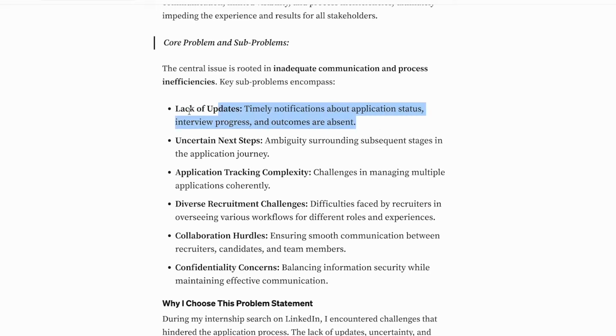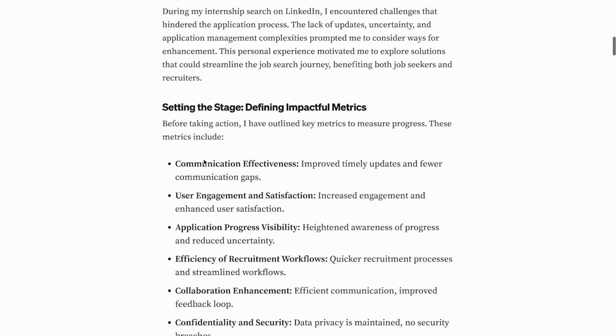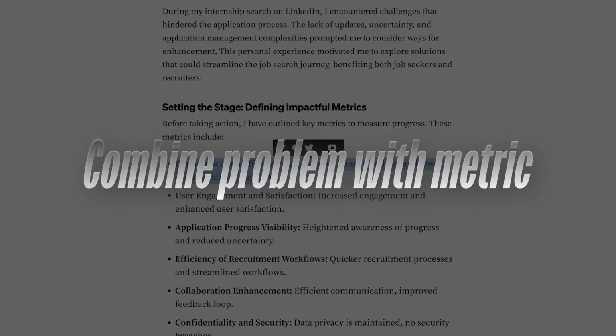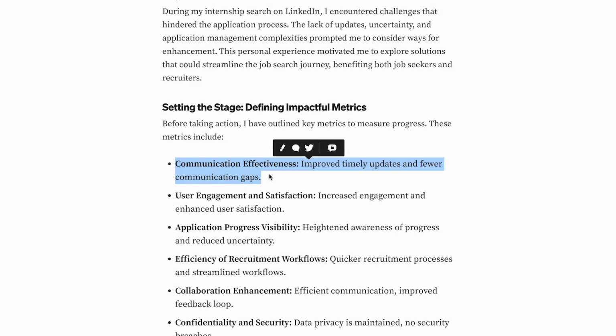And then solving this particular problem statement will improve this metric, right? I'm just taking an example over here. So you take the problem statement and then you connect it with the metric. You don't have to give the solution now. You can come to the solution part later, but always take the problem statement and combine it with the metric and make sure it makes absolute sense.